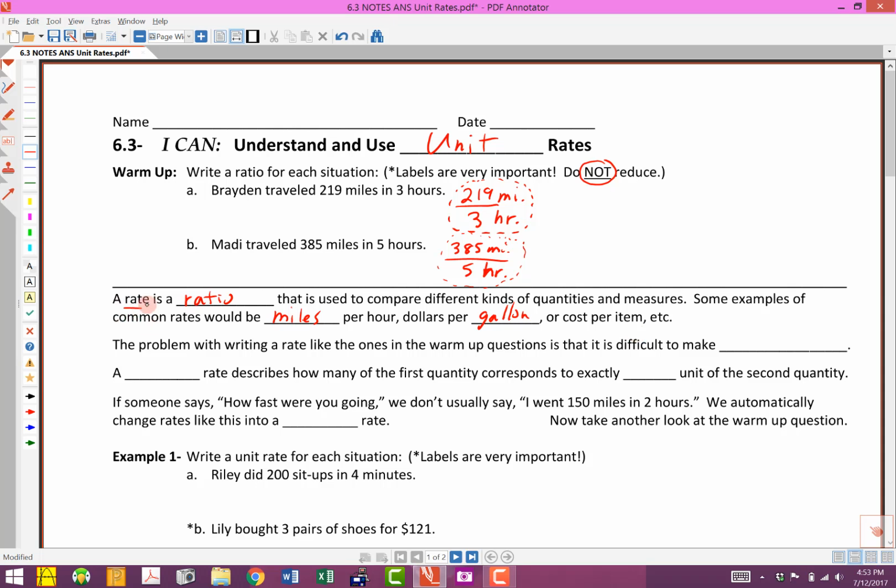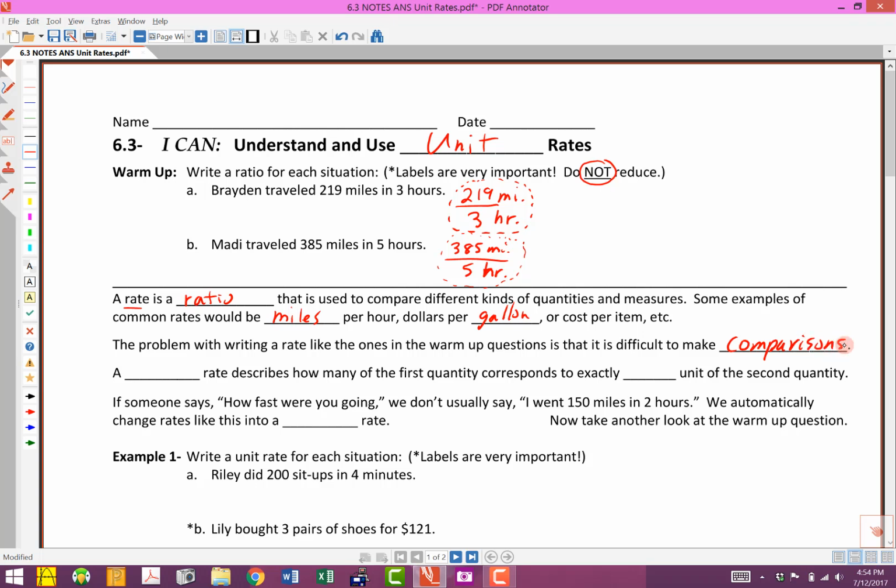So again, we're talking about unit rates today. And here's the problem with writing a rate like the ones in the warm-up question. It makes it really difficult because look at this right here. Your first question would be, okay, Braden went this far in this amount of time, Maddie went this far in this amount of time. Well, who went faster? The tough part about writing ratios the way we did up there is it makes it difficult to make comparisons.